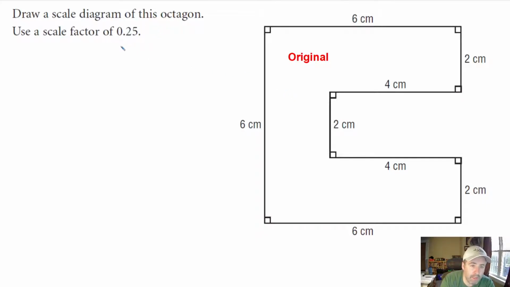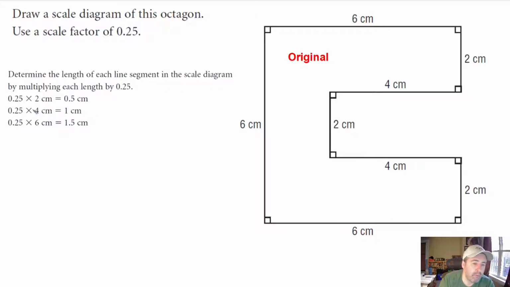And we're going to draw a scale diagram of this applying a scale factor of 0.25. So what that means, just like before, to scale this, we're going to take all of those sides and scale them by 0.25. And if we do that, we will get something like this. We take our 0.25 times 2 centimeters, it gives us 0.5. 0.25 times 4 is 1, and 0.25 times 6 is 1.5.